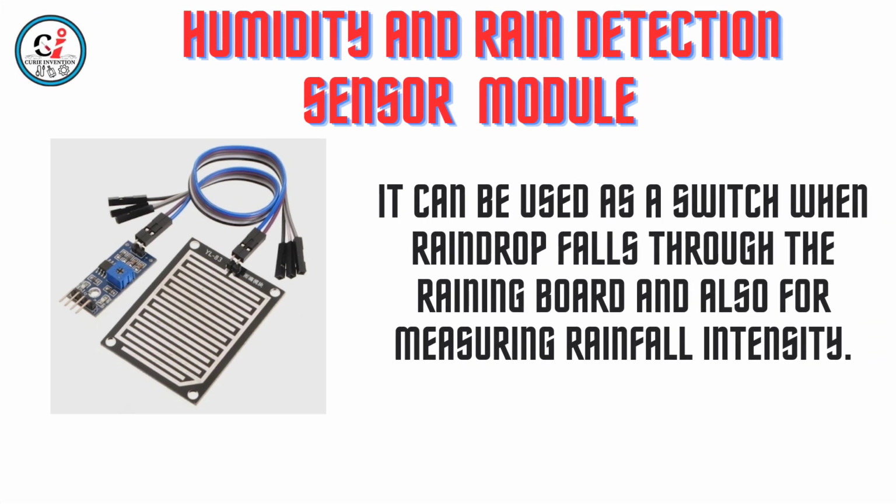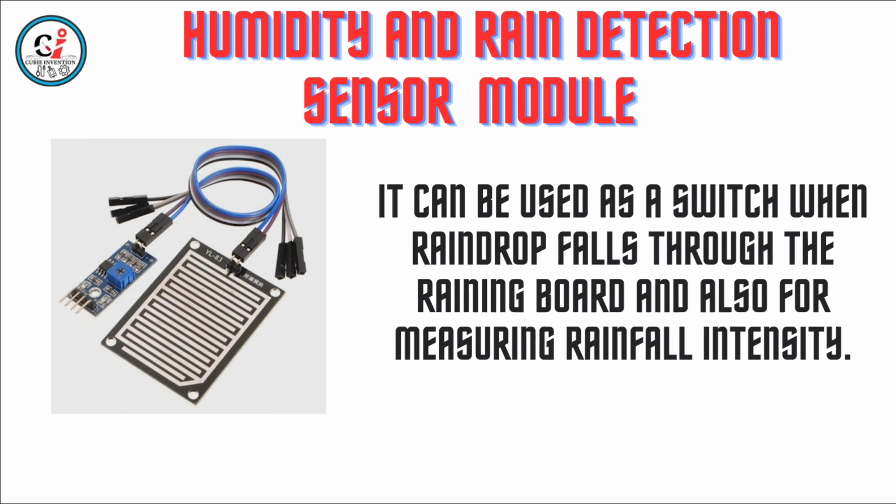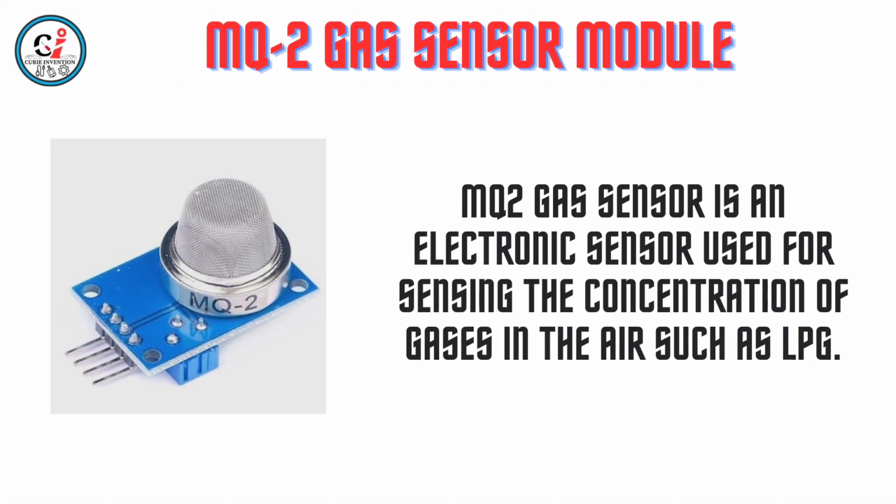Humidity and Rain Detection Sensor Module. It can be used as a switch when a raindrop falls through the raining board and also for measuring rainfall intensity. MQ-2 Gas Sensor Module. The MQ-2 gas sensor is an electronic sensor used for sensing the concentration of gases in the air such as LPG.